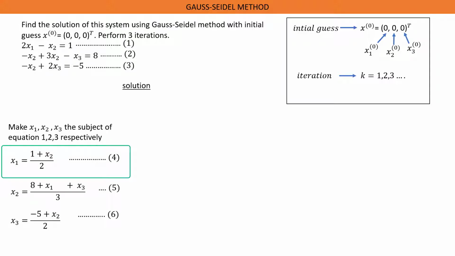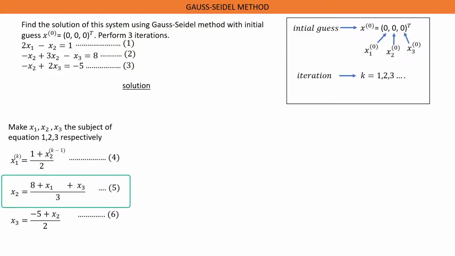From equation 4, add iteration K on top of S1 on the left hand side of the equation, and add iteration K minus 1 on top of S2 on the right hand side of the equation, because the S2 value is not calculated yet. That is why we are adding iteration K minus 1 on top of S2.